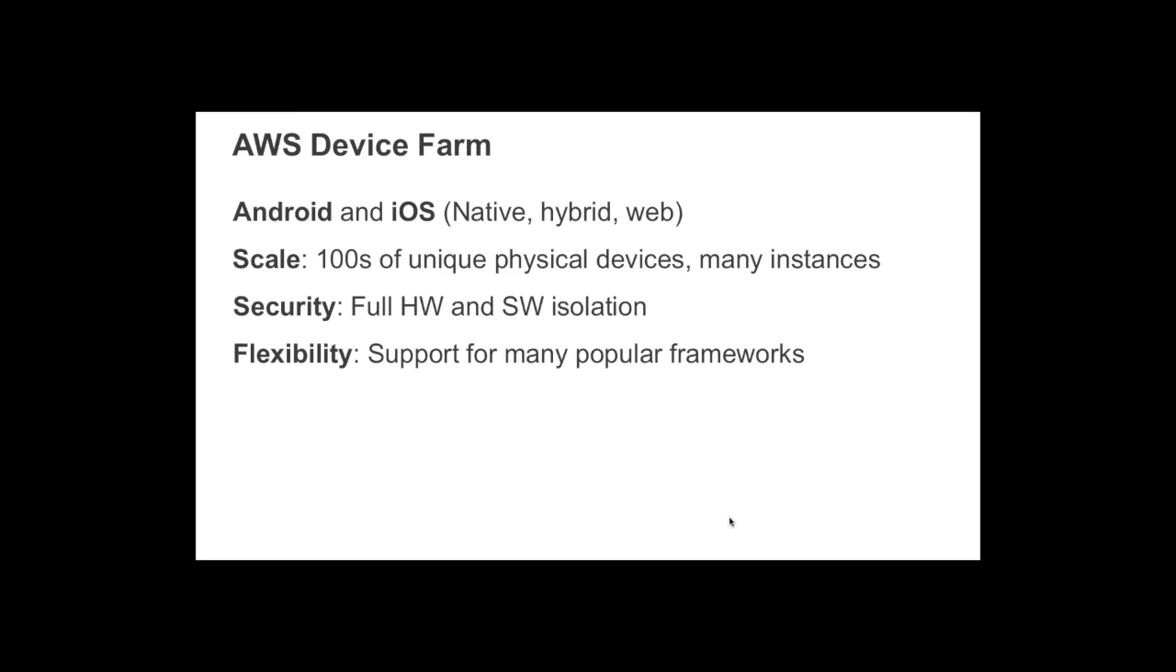Device Farm also offers flexibility. And when we talk about flexibility, there are many test frameworks that are available for testing. So on the Android side, things like instrumentation, which includes JUnit, Robotium, Espresso, UI Automator, and so on. And then on the iOS side, things like UI Automation, XC Test, and so on. And then some cross-platform frameworks like Calabash and Appium. So there are many frameworks that are out there.